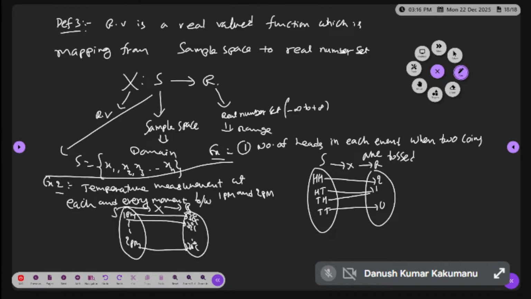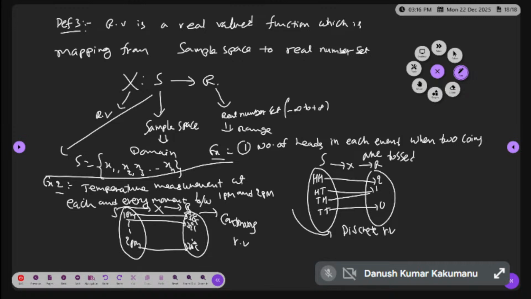Which one is discrete in these two? This is a discrete random variable. Why discrete random variable? Finite sample points. Because of the finite sample points, we call it discrete. And because of an infinite number of sample points, this is called a continuous random variable. This comes under continuous and this is the discrete random variable.